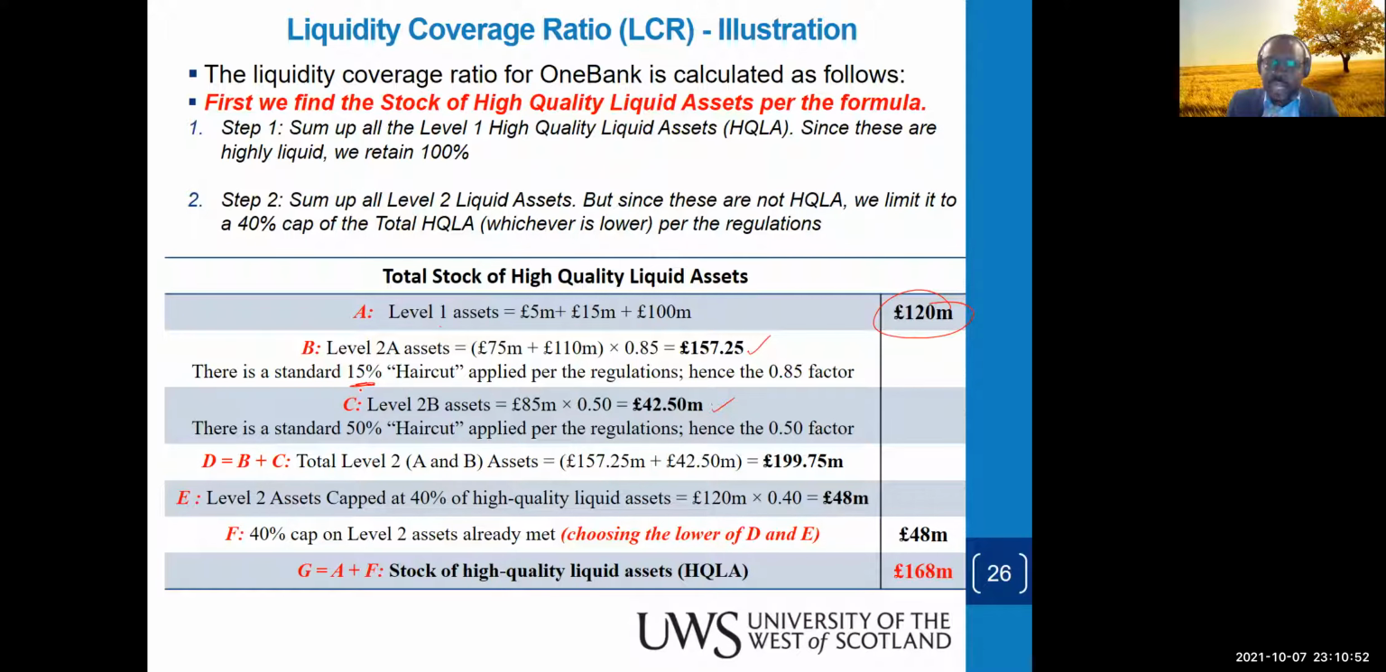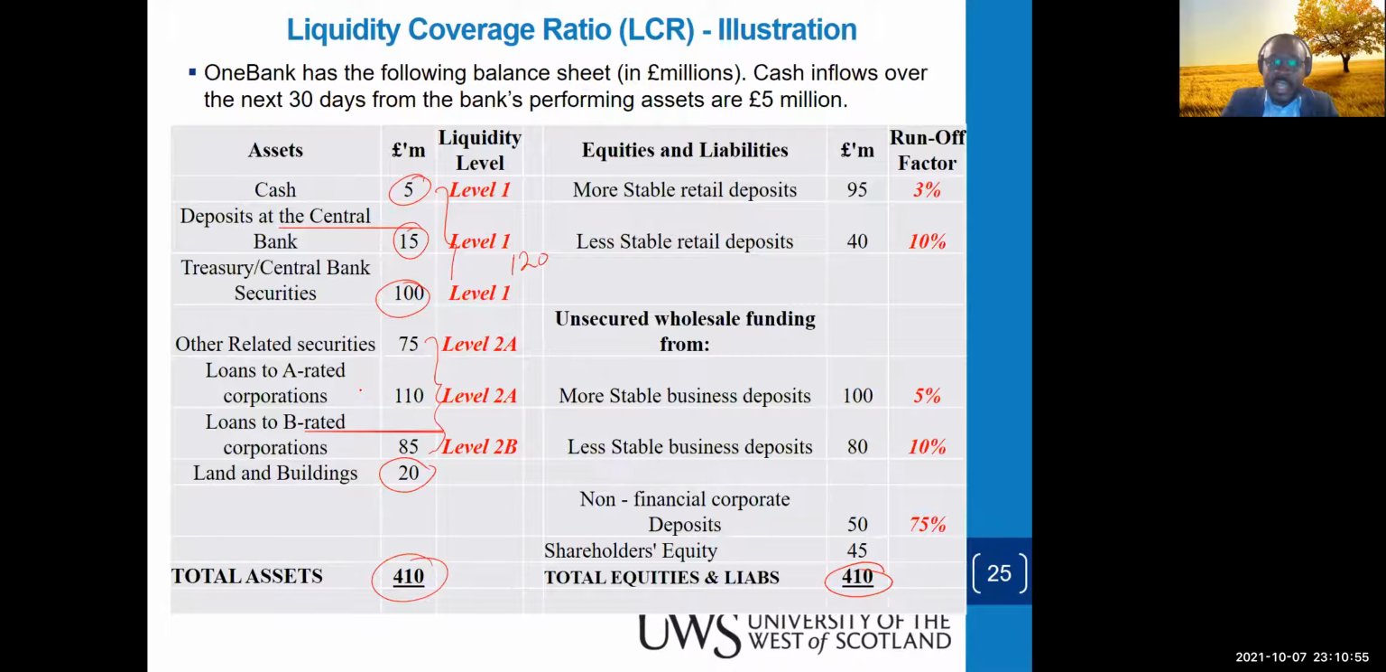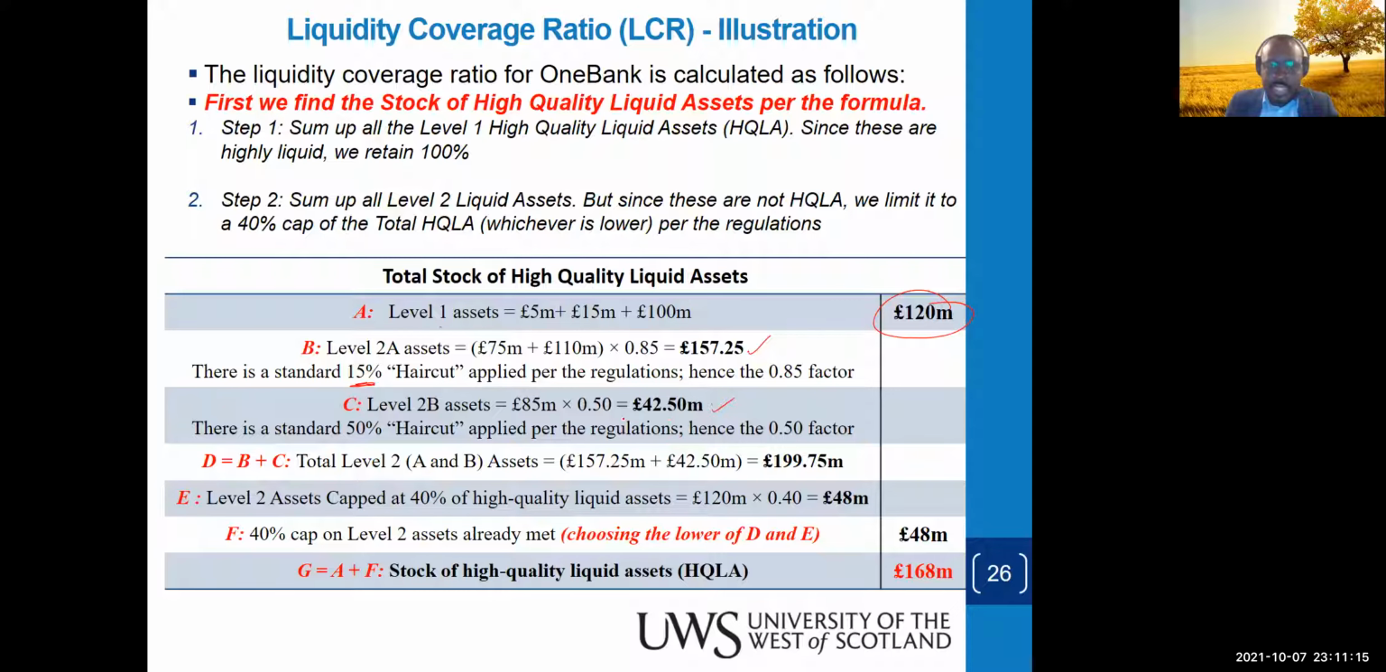This is where you should look out, because you will not find the haircut here. So I want you to remember that level 2A has a haircut of 15%, and level 2B has a haircut of 50%. So whatever figure you have, you discount it by these figures, okay? So this has a haircut of 15, that's why we multiply by 0.85. And B has a haircut of 50, that's why we multiply by 0.5, okay? After that, we sum B and C, and this is what we get.